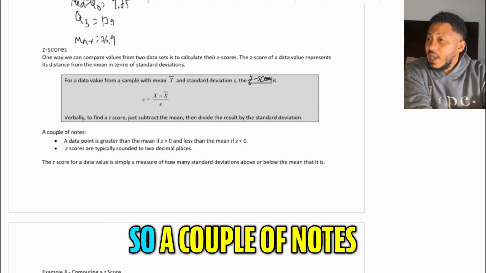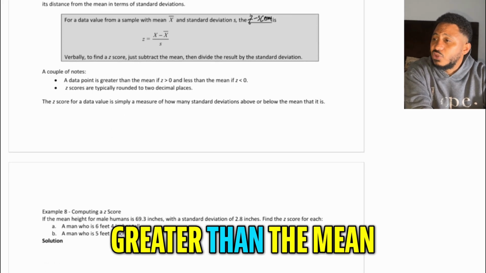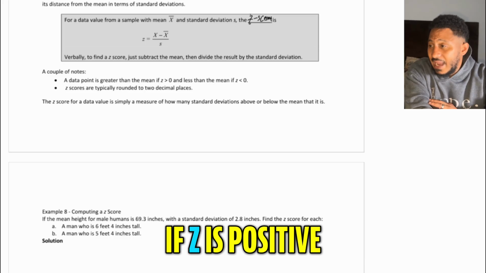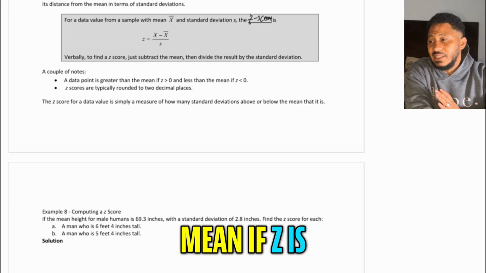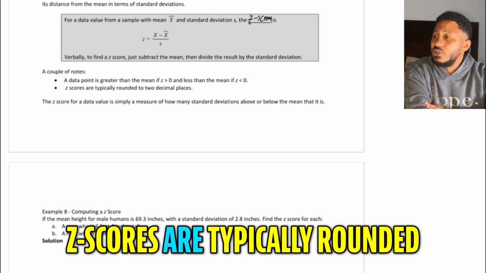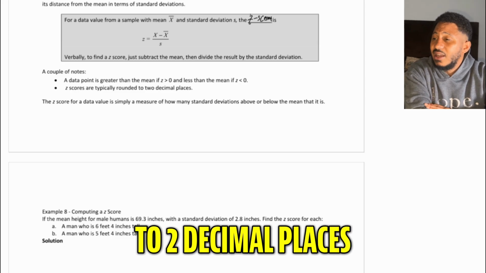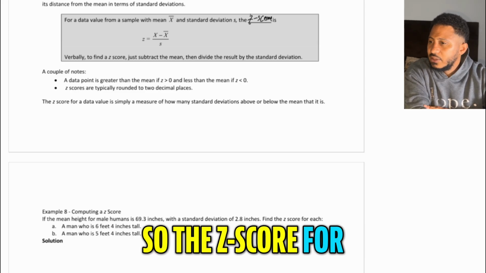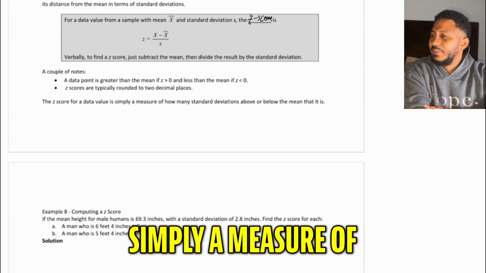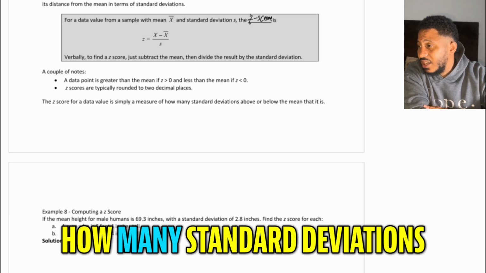So a couple of notes. First, a data point is greater than the mean if z is positive, and less than the mean if z is negative, or less than 0. Z-scores are typically rounded to 2 decimal places. That's usually how we do it. So the z-score for a data value is simply a measure of how many standard deviations above or below the mean it is.